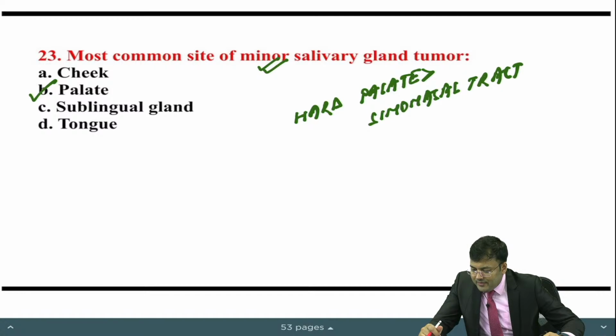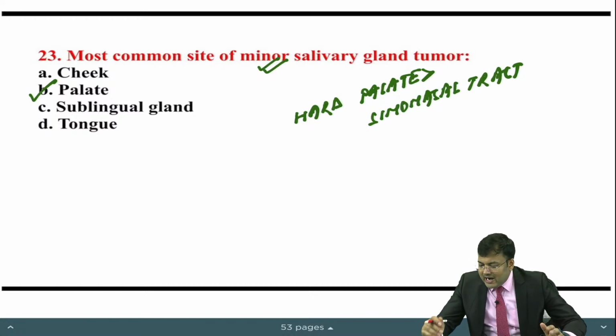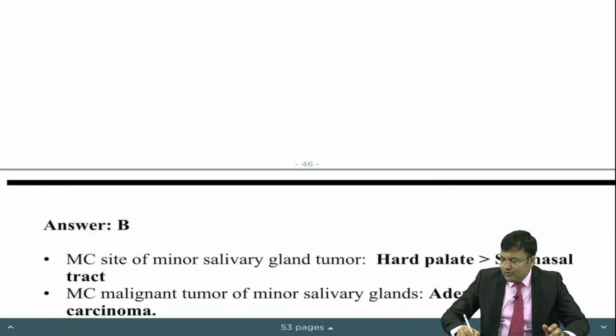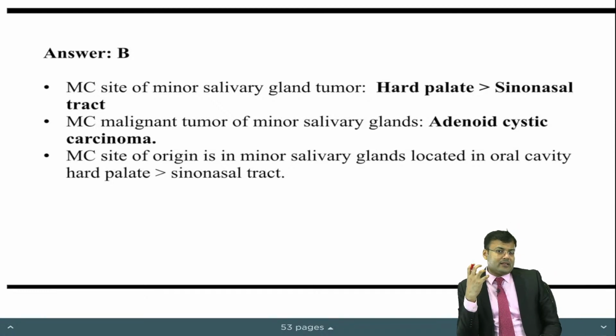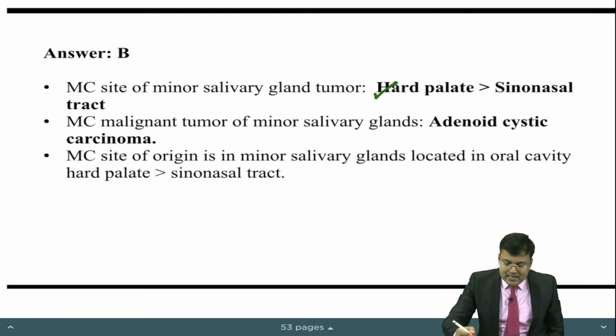Correct answer is B. And most of you, Nimai, Jit, you are correct. Most of the people are marking option C, sublingual. That's not correct. Pragya, Vikram, Aarti Yadav, all of you are correct. Clear? So it is hard palate, followed by sinonasal tract. So the most common site of minor salivary gland is hard palate followed by sinonasal tract.